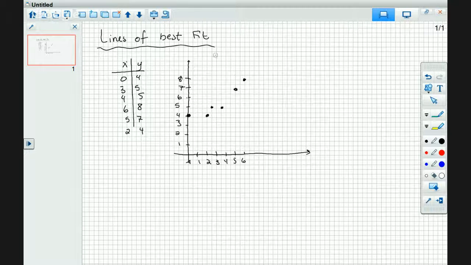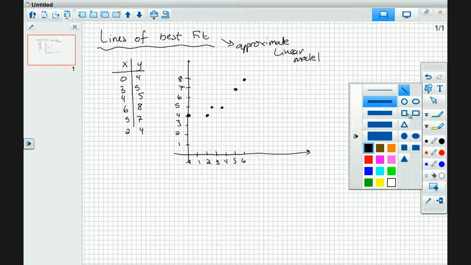Okay, that's what this is. A line of best fit is an approximate linear model. And it's not going to be perfect, it's just going to be useful. So, you think that shows kind of the general trend? We've got 3 that are pretty much on it, right? Yeah. 2 below, 1 above, kind of pretty close. Yeah, good enough. All right, so I'm going to use my line tool.